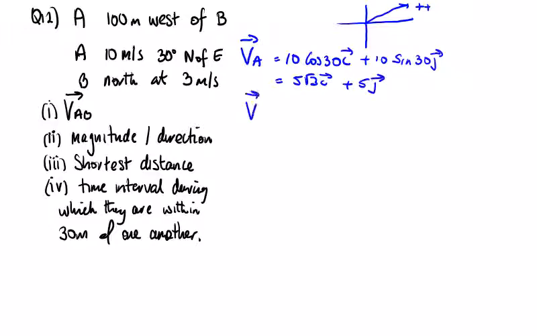Velocity of B, north at 3 meters a second, so 0i plus 3j. The velocity of A relative to B is part 1.